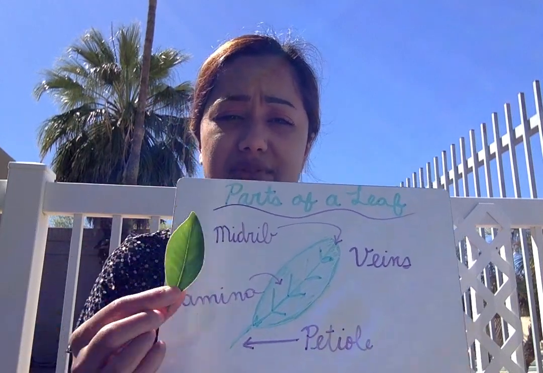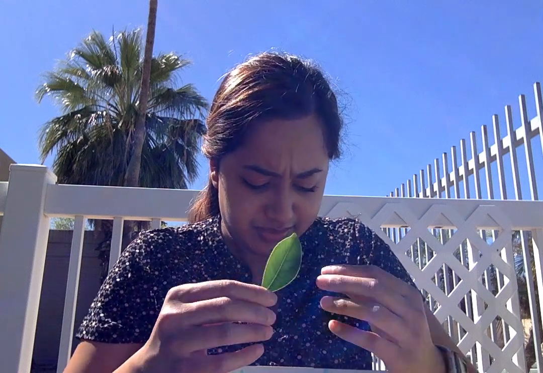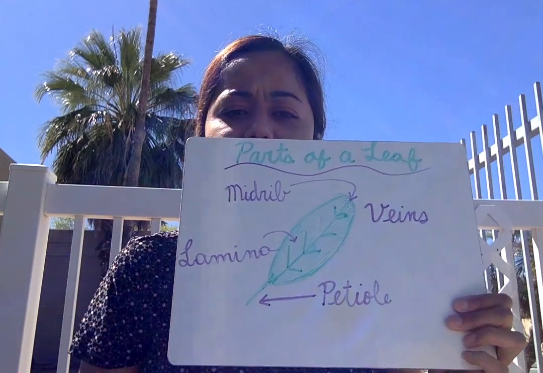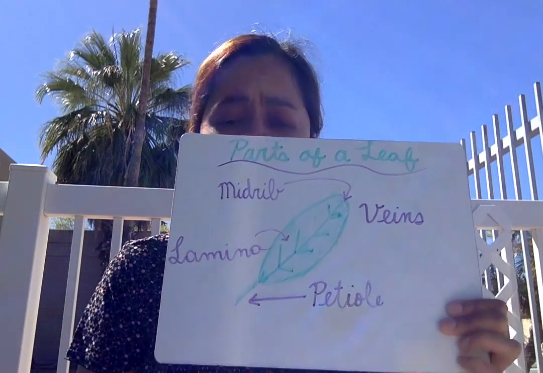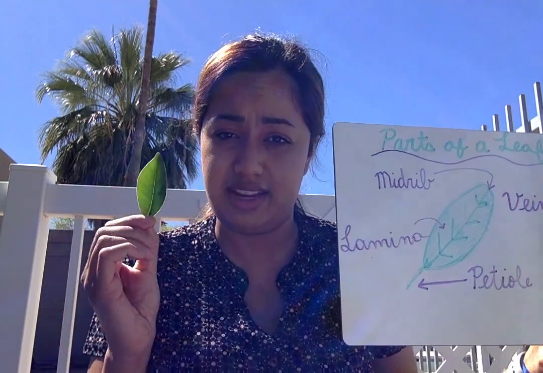Then we had the midrib, which is this main stem that runs down the center of a leaf usually. Then we had all these other little veins. And the veins, they're the ones that carry all the food to different parts of the plant. And then last we had the lamina, which are the green parts between the veins. And that's where the plant makes all the food. So we had the midrib, the lamina, the petiole, and the veins. So those were the parts of our leaf.